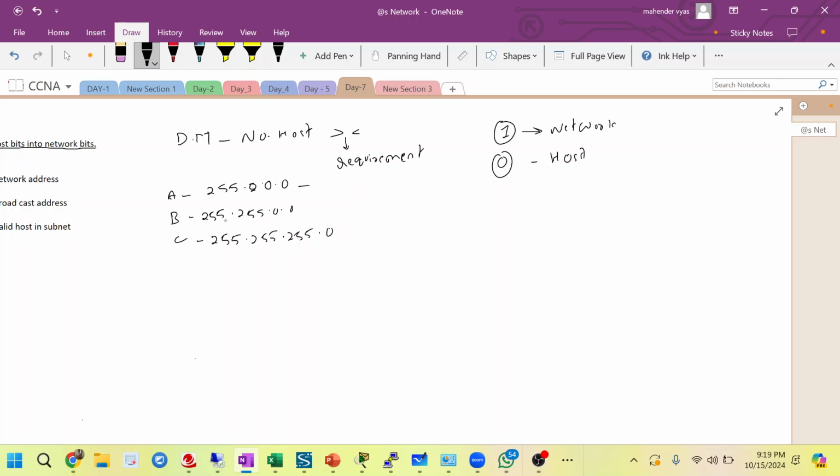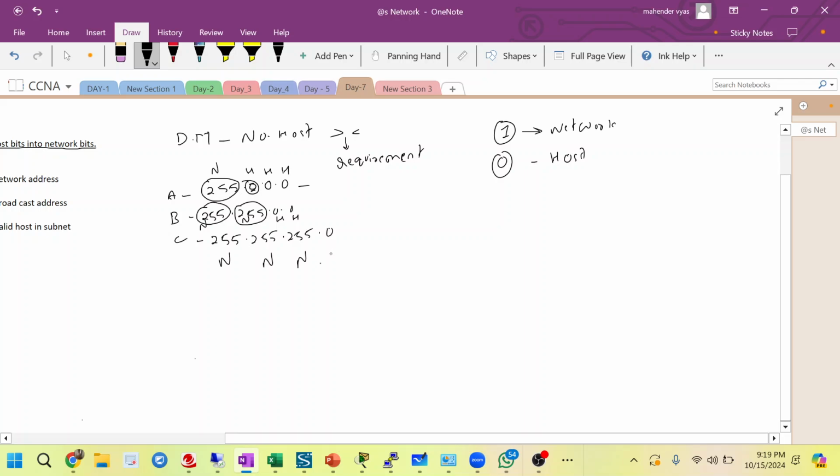In each octet, how many ones are there? That would be network bits. How many zeros are there? That would be host bits. Okay, so in this, all are ones. This would be network. This would be host, host, host. Again in class B, this is network. This is network. This is host and host. You take class A, three octets are network bits. One octet is host, right? One octet is a host octet.